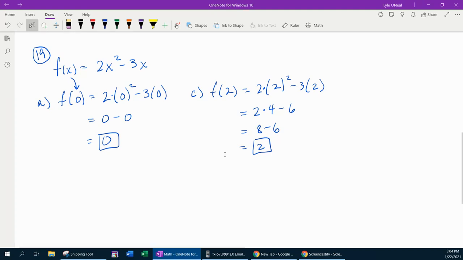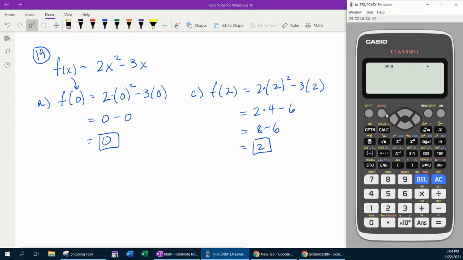And then to verify that electronically, look, if I hit this up arrow, it'll bring back what I entered previously, and then I can scroll back and delete and insert a 2. This is kind of a cool thing about the ClassWiz, is you can edit what you previously entered to check a new value. All right, so that's verified.